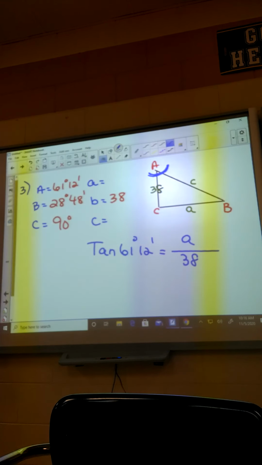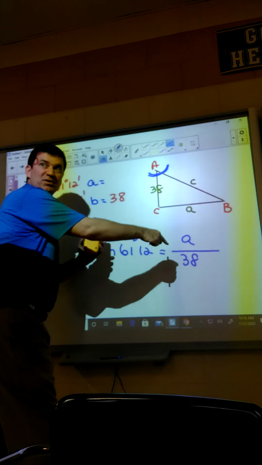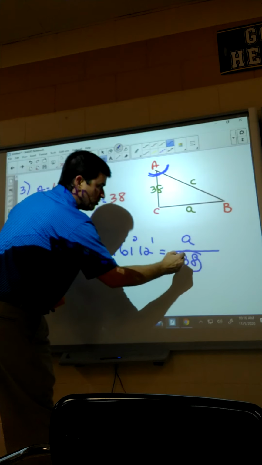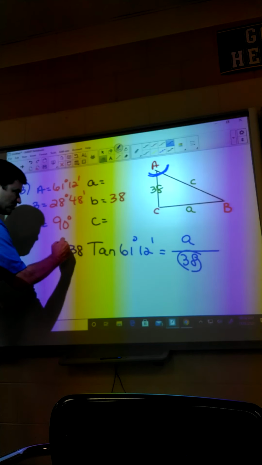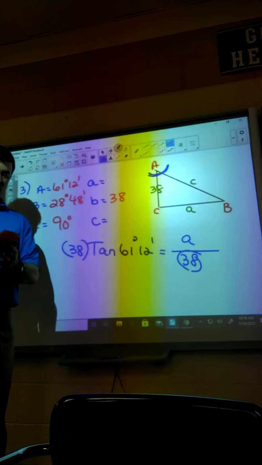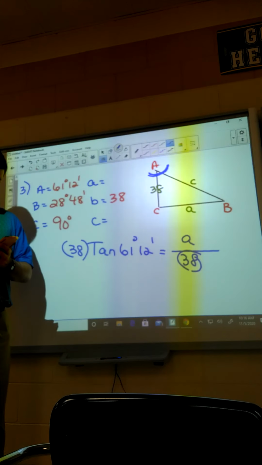All right, now, Ashley, Taylor, a minute ago, our letter was on the bottom and our number was on the top, and we just switched them. When it's like this, you take 38, you move it over here, and you times it on the other side. And that's what you punch in your calculator. Tangent of 61 degrees, 12 minutes. Are y'all getting a lot faster typing all this in? I am. Times 38.